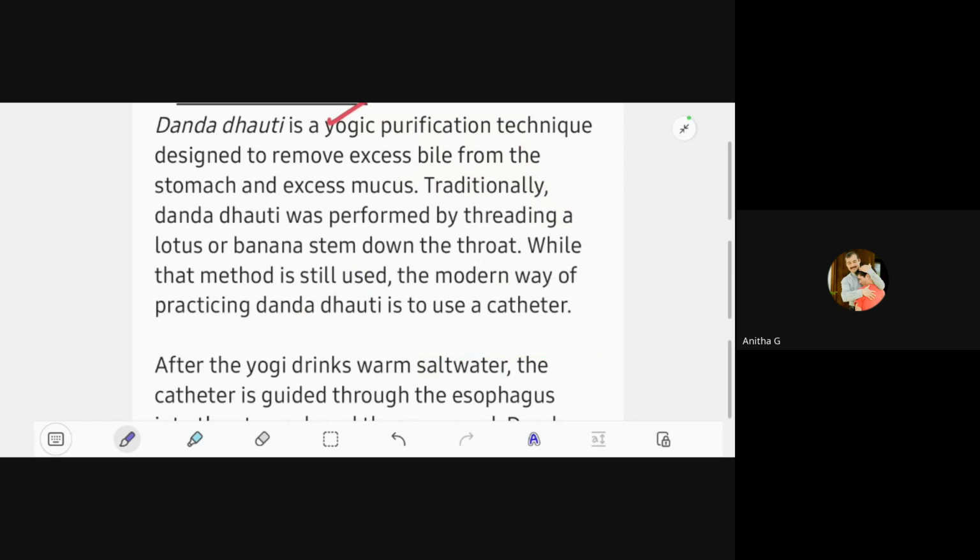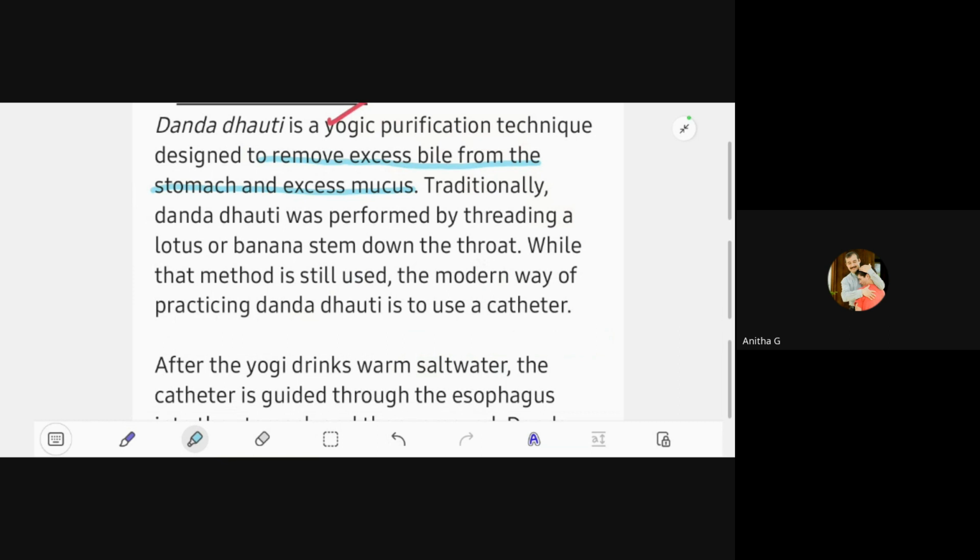So what are the benefits? Why are we doing Danda Dhoti? To remove excess bile from the stomach and excess mucus. What excess do we have to remove? Bile and mucus. We already read about this: in the Shatkarma Kriyas we remove bile, excess mucus and fat. Here the bile is extra, additional.